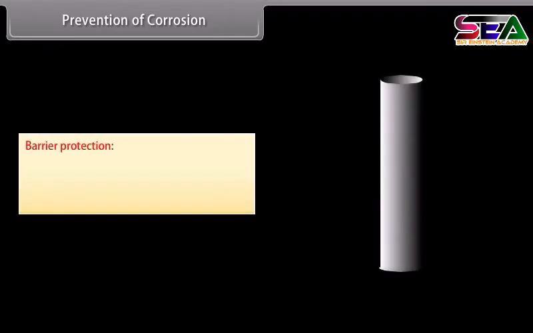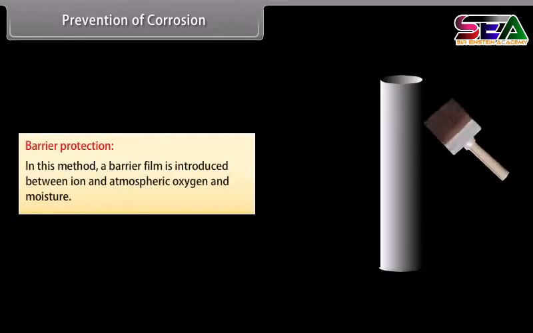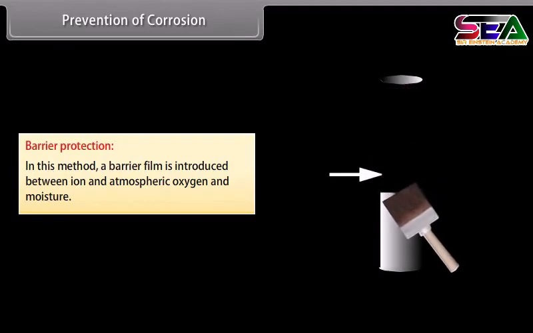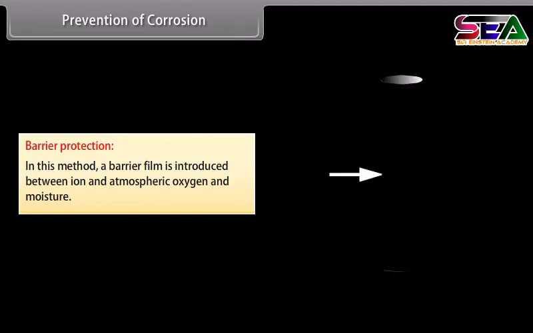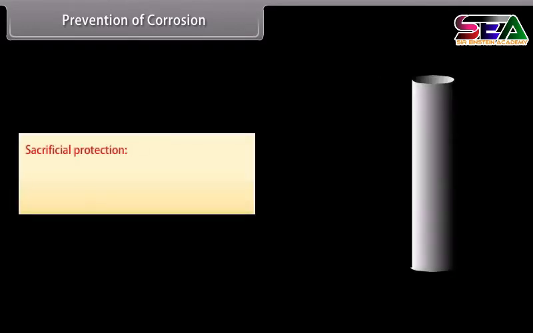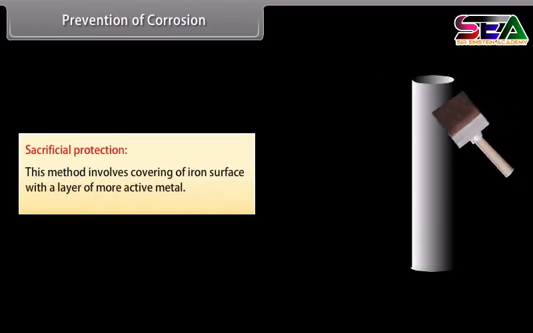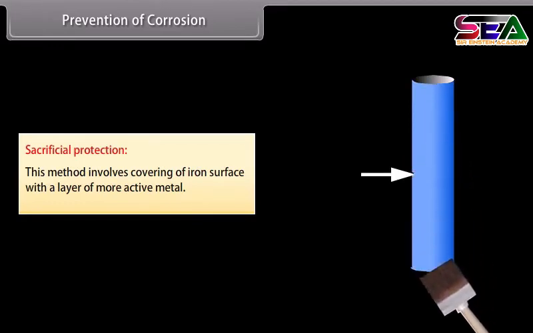Prevention of corrosion. There are many methods for protecting metals from corrosion. Some of these are as follows. Barrier protection. In this method, a barrier film is introduced between iron and atmospheric oxygen and moisture. Sacrificial protection. This method involves covering the iron surface with a layer of more active metal.